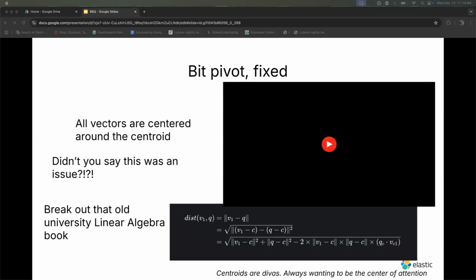We can work out the math together if you really, really want to. But everybody else, that's it.